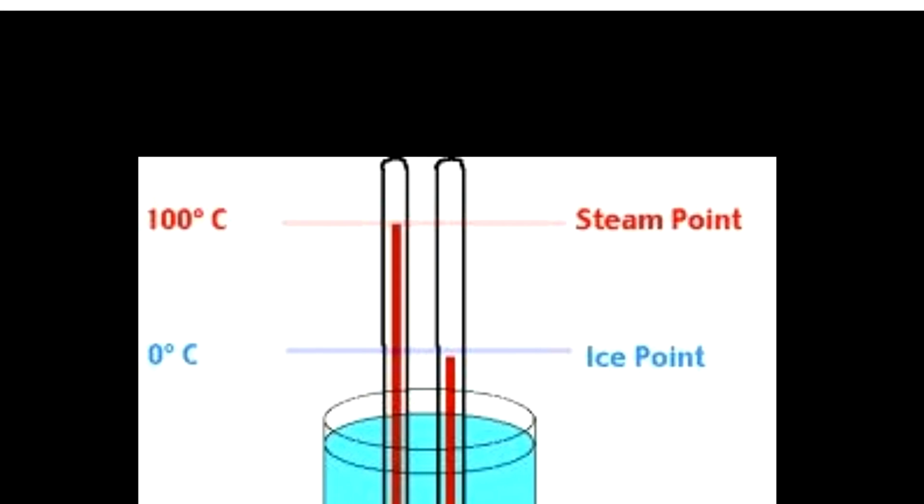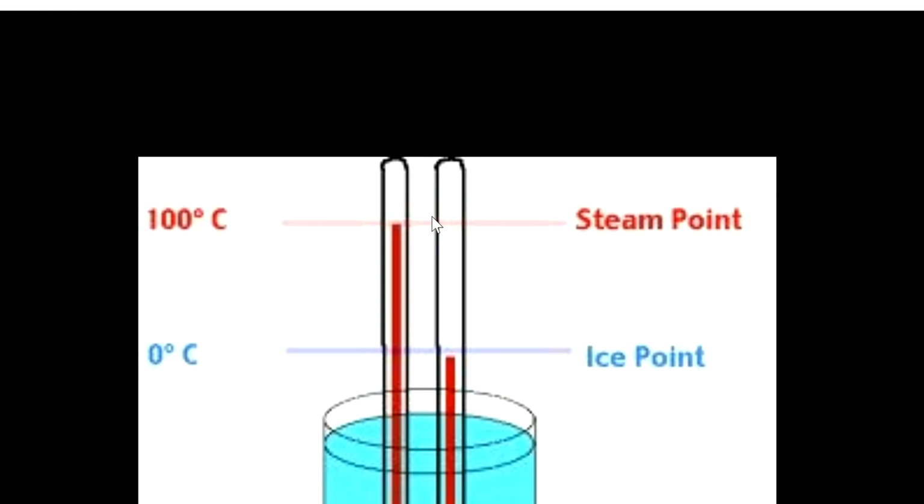Now students, we are done with the lower fixed point or ice point we have marked here, and the steam point, that is 100, we have marked here. Every time, if you consider the same mass of mercury, you will see that for the ice point this height will be the same, and for the steam point this height will be the same. Okay, so these two points are marked.